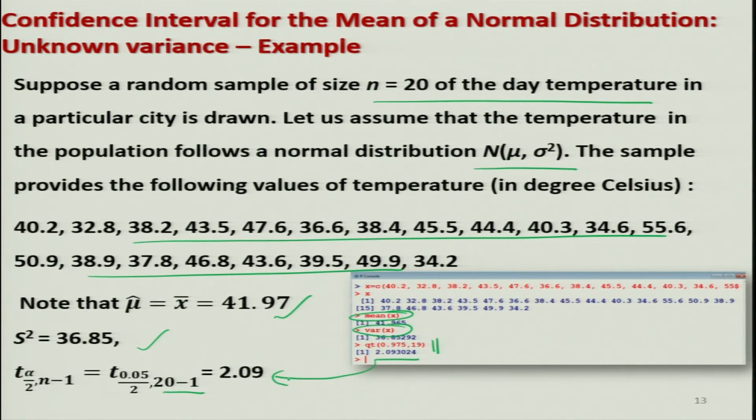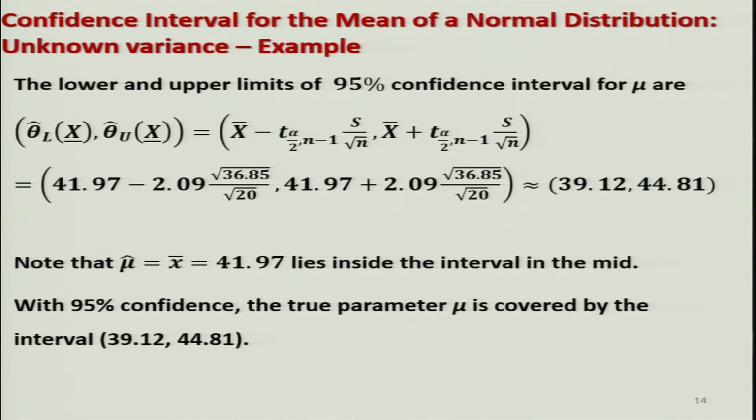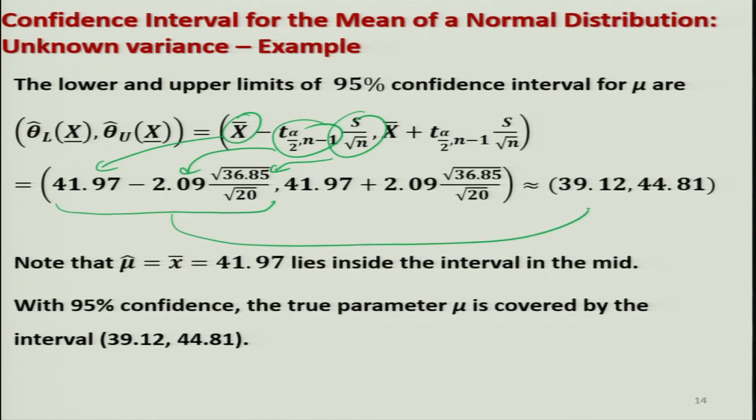I have computed all these values separately in the R software, and this screenshot is given here so that you can verify it yourself. But my objective here is to put all these values in the expression and obtain the interval manually, and then I will obtain the same values in the R software also. So I substitute the value of X bar, the value of t, and the value of s by root n, and I obtain the value of this expression as 39.12.